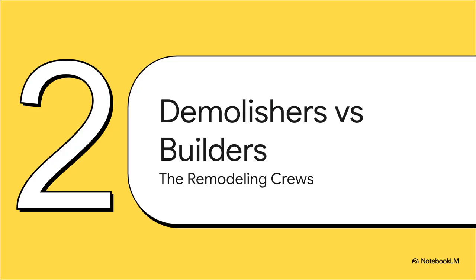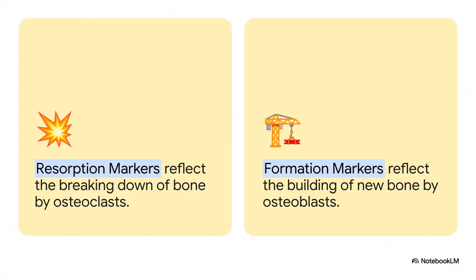Moving right along to Part 2, demolishers versus builders. To really make sense of all these chemical clues, we have to look at the two sides of the bone remodeling coin. On one side, we've got resorption markers. These are basically the byproducts left behind by the demolishers, the osteoclasts, whose whole job is to break down old or damaged bone tissue. Then, on the exact opposite side, we have formation markers. These are the chemical footprints of our builders, the osteoblasts, which swoop right in to lay down fresh, new bone. A truly healthy skeleton relies on a perfectly delicate balance between these demolishers and builders.